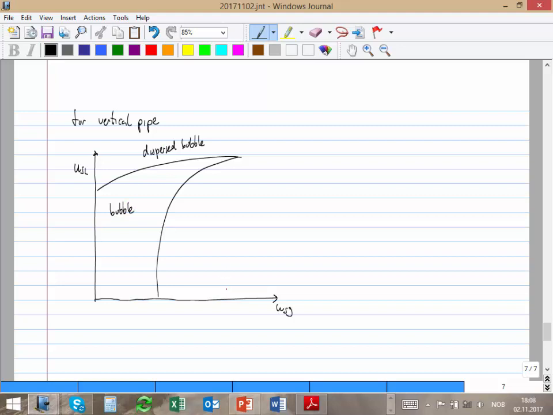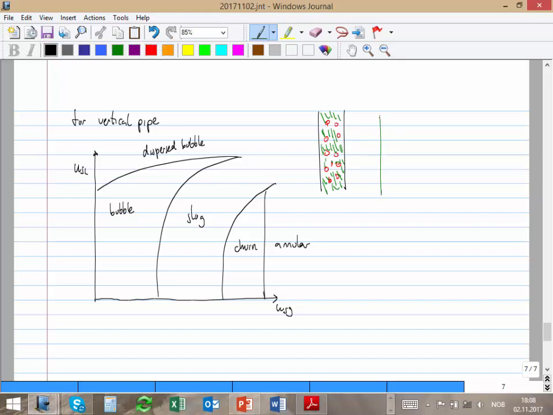And here we have something like this, and something like that, and here we have slug, and here we have churn, and here we have annular. I'm not going to talk so much about the others because you already know how they should look. Dispersed is very small bubbles of gas that move, with a lot of turbulence and a lot of movement between them. Then you have bubble flow, where the bubbles are almost nice to each other, and they go slowly up. You might have even a small plug like that. Then you have this devil, slug flow.